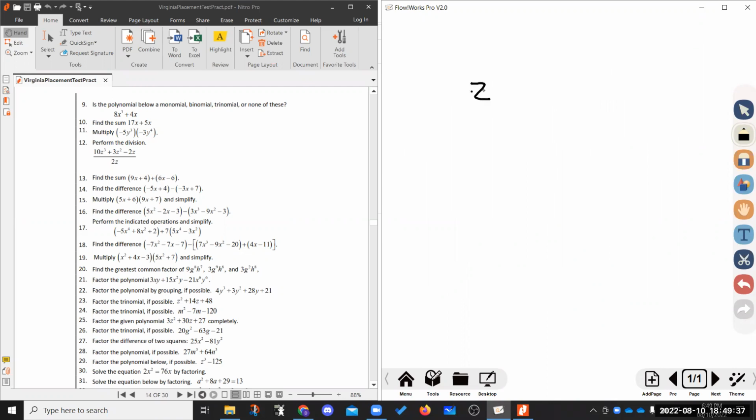Back to the trinomial, if possible, z squared plus 14z plus 48. So we're going to want to try and factor it into two binomials since the leading coefficient is 1 here, and I don't have a greatest common factor. Z times z gives me z squared. Factors of 48 that add to be 14 are 6 and 8.